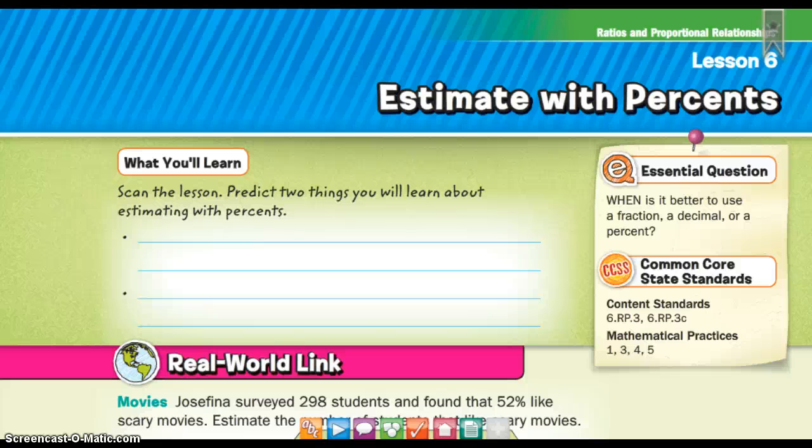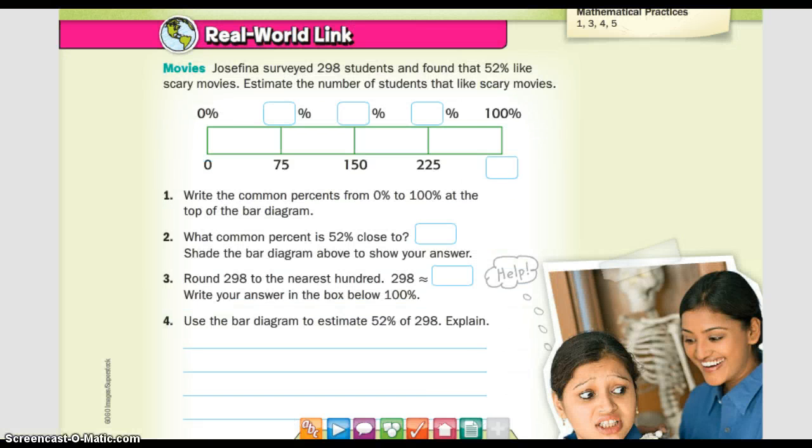Chapter 2, Lesson 6, Estimating with Percents. Please turn to page 137. So we have a guest today. Andrew is going to walk us through the real-world link.